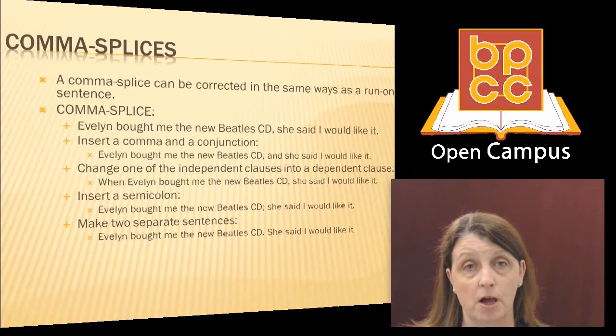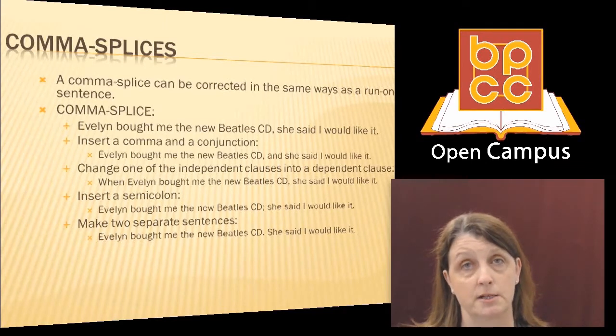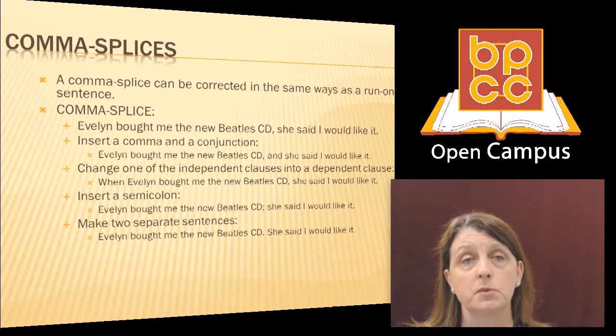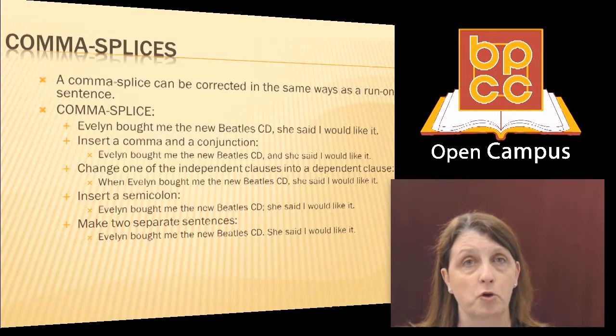The first independent clause, Evelyn bought me the new Beatles CD. The second independent clause, she said I would like it. So we have to fix those. So let's go back through our 4 methods that we've just discussed. Insert a comma and a conjunction. Go back to those fanboys. Evelyn bought me the new Beatles CD, and she said I would like it.